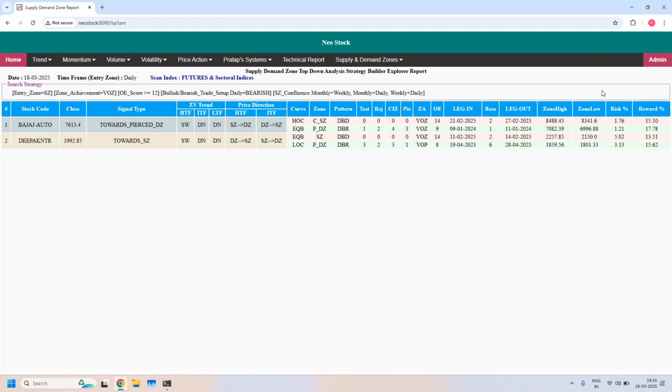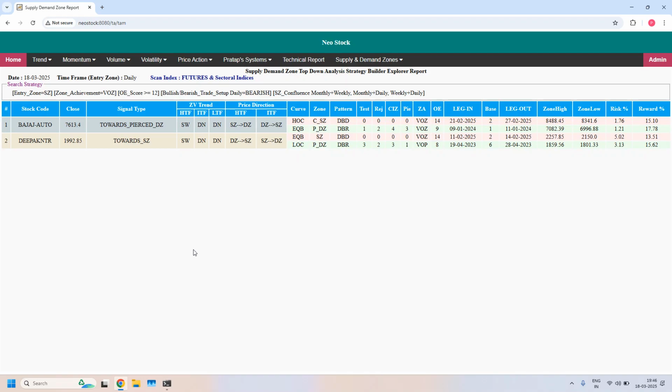With all the 3 filters, we got 2 stocks. In these 2 stocks, these daily supply zones are overlapped with weekly supply zone. Both together again overlapped with monthly supply zone. That means all are part of monthly. But monthly trend is sideways.